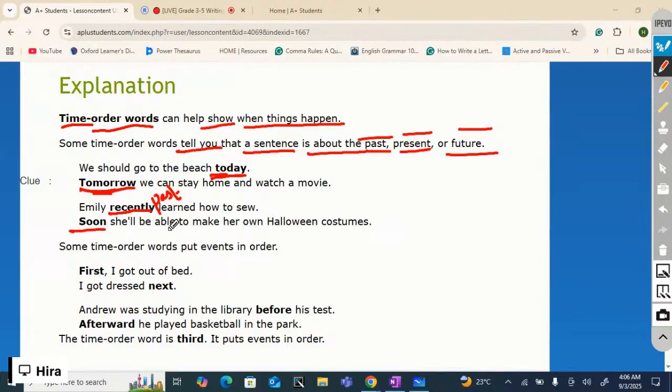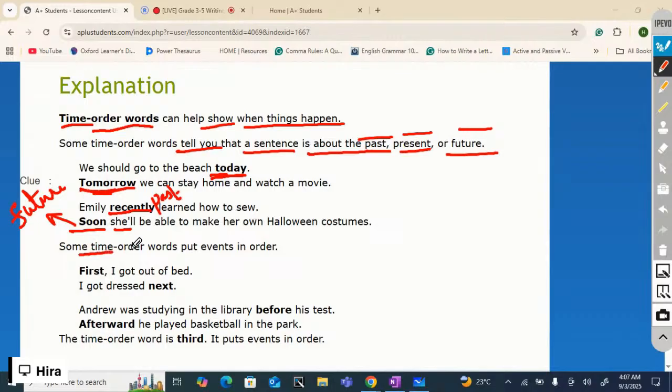Soon she'll be able to make her own Halloween costumes. So she will be, it's future tense. So soon is that time order word which tells you that a sentence is about the future. So we know some time order words tell you that a sentence is about the past, present, or future.